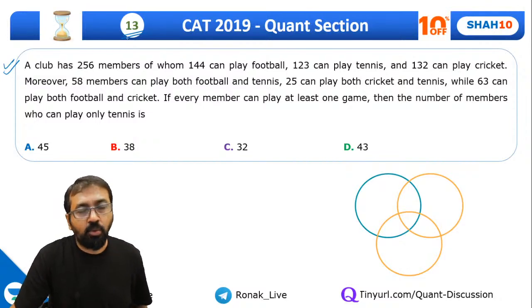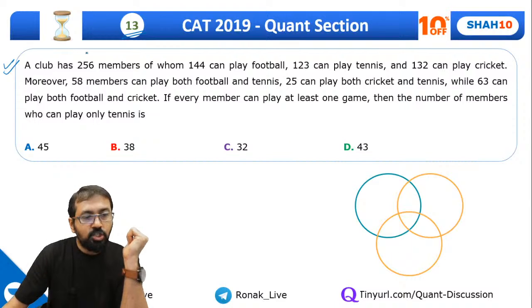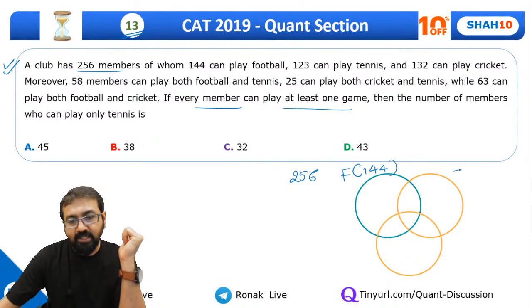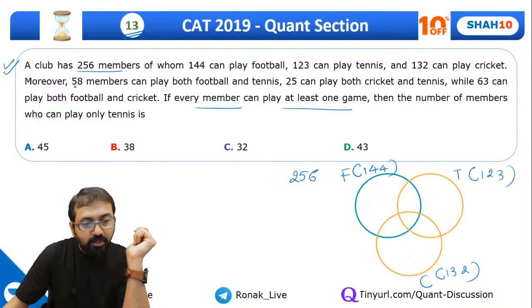Very simple set theory question. Even the circles are drawn for your reference. So there are 256 members and every member can play at least one game. So all 256 are accommodated somewhere in these 3 circles, right? 144 can play football. So football 144. 123 can play tennis and 132 can play cricket. So cricket 132.